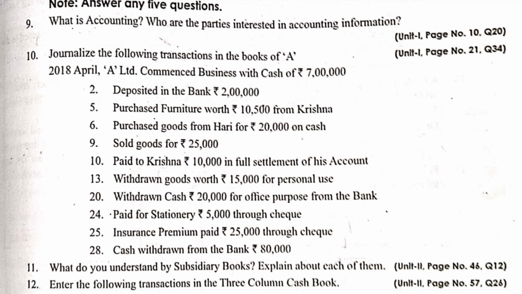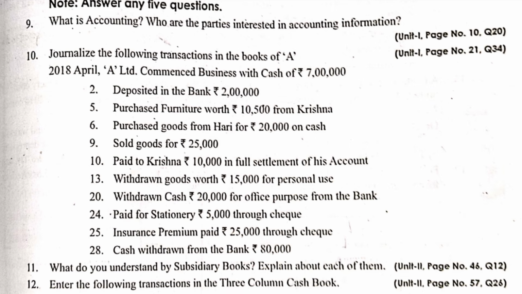Check means bank. Just you need to understand it. What will be the journal entry? Stationery account debit to bank account. Okay. Next, insurance premium paid. If we are paying insurance premium, cash is going out. For what purpose is it going out? Insurance premium. Insurance premium account debit to bank account.